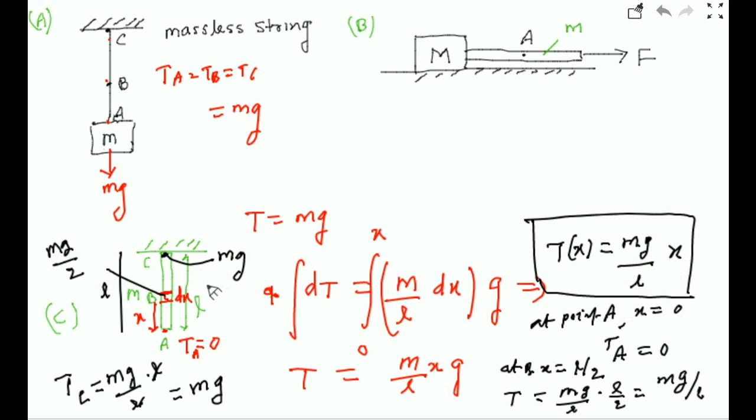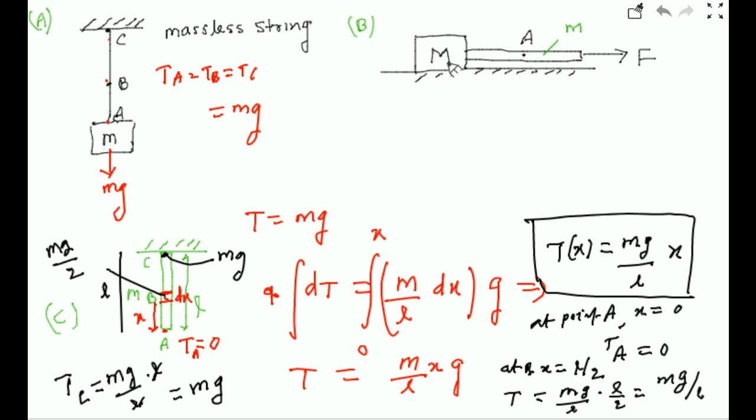Sometimes people ask a question: if you apply force, where will a string break, at point A or point B or point C? So where do you have maximum tension? Maximum tension is at point C, that is mg. So the string is going to break at point C. Let's find this question B.